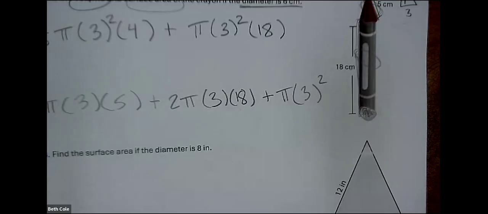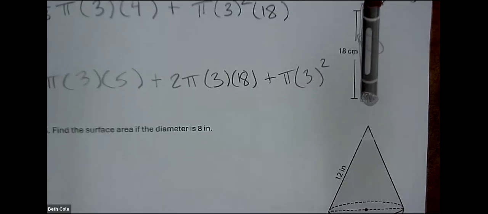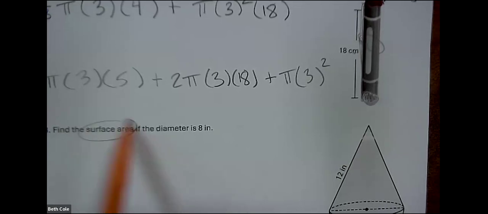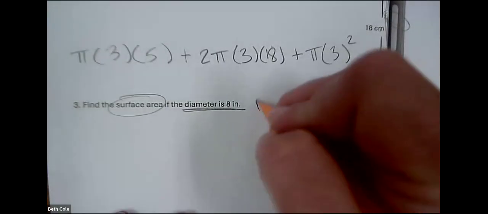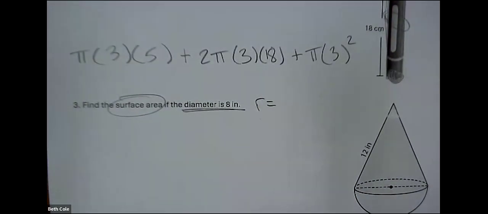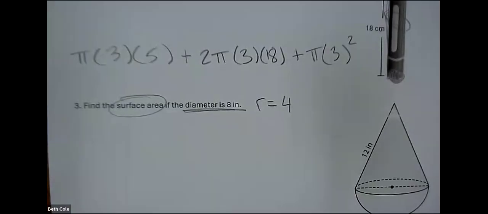Cool. All right, here you have another cone and a hemisphere. This is going good. Stick with me. We have to have a little bit more of an attention span than that. I've got to be able to do 5 problems, right? We're going to find surface area, and it says diameter is 8. So if the diameter is 8, radius is 4. It's half of 8.